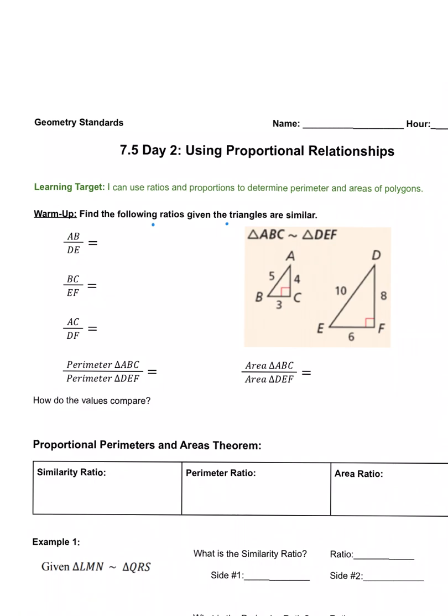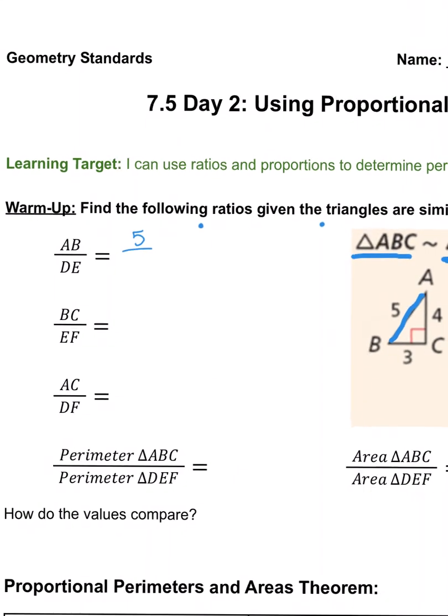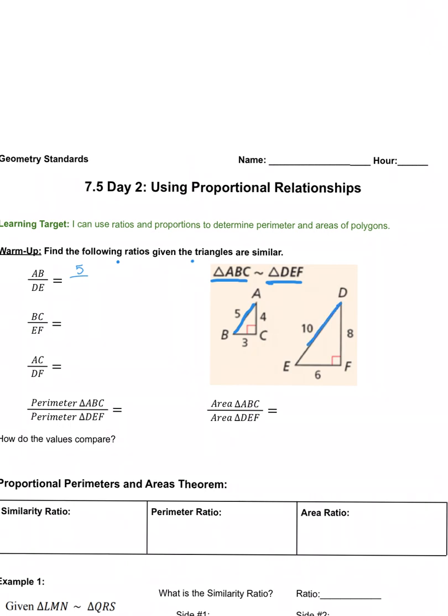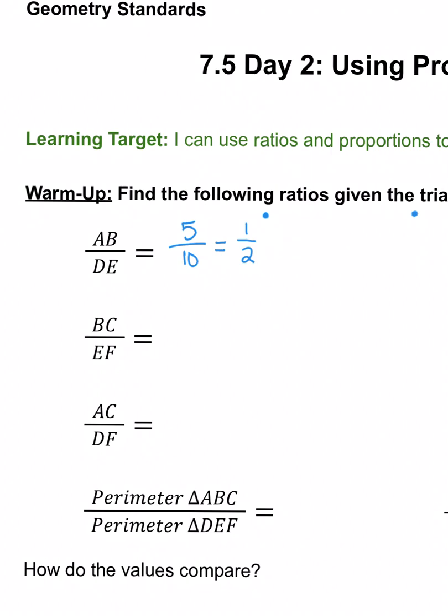Okay, so we're going to be using triangle ABC is similar to triangle DEF. So AB, we're going to find that length. AB is 5, so that's going to go on the top. And DE is going to be 10. Now if we type 5 divided by 10 into our calculator and use our buttons to convert this into a simplified fraction, it'll give us 1/2. And that is our ratio, 1 to 2.